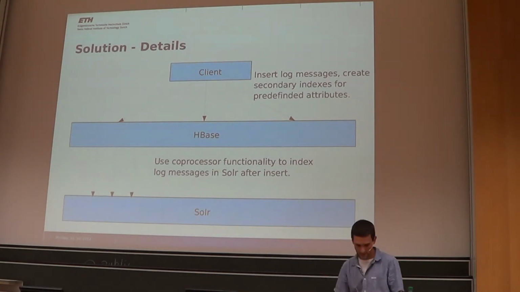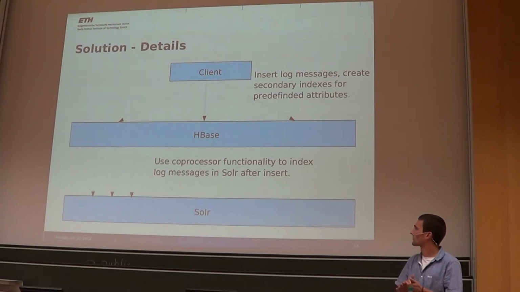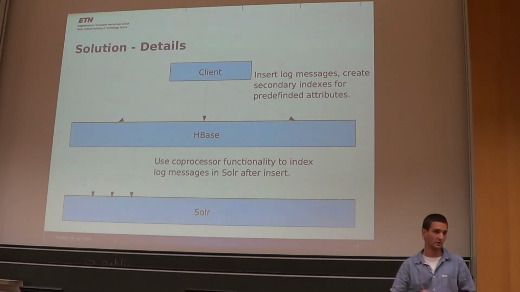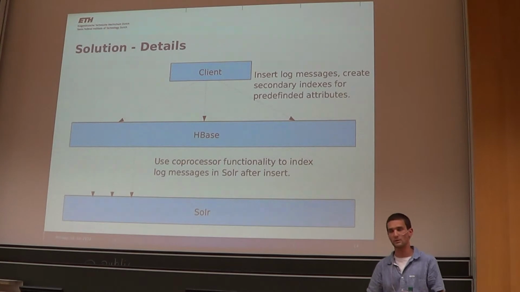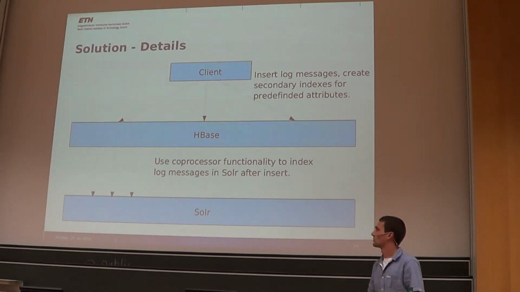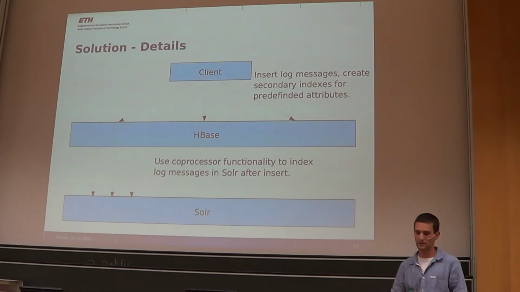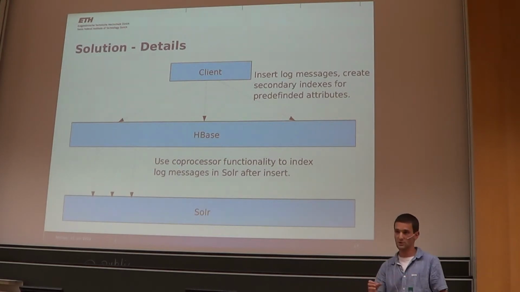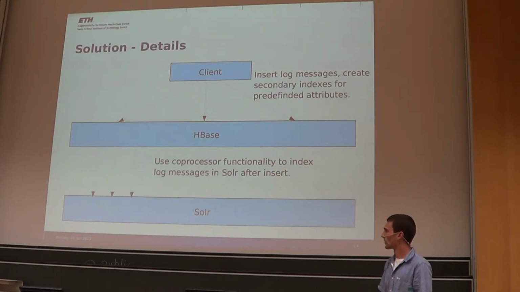So, more details about what we are trying to do: we have a client that inserts the logs into HBase. It also creates the secondary indexes on the attributes that we have from the log traces. And then on HBase we have a coprocessor that, after each insert of log data, also forwards the data, or the log message, to Solr, and Solr then does a full index over all the data, over all the log messages.